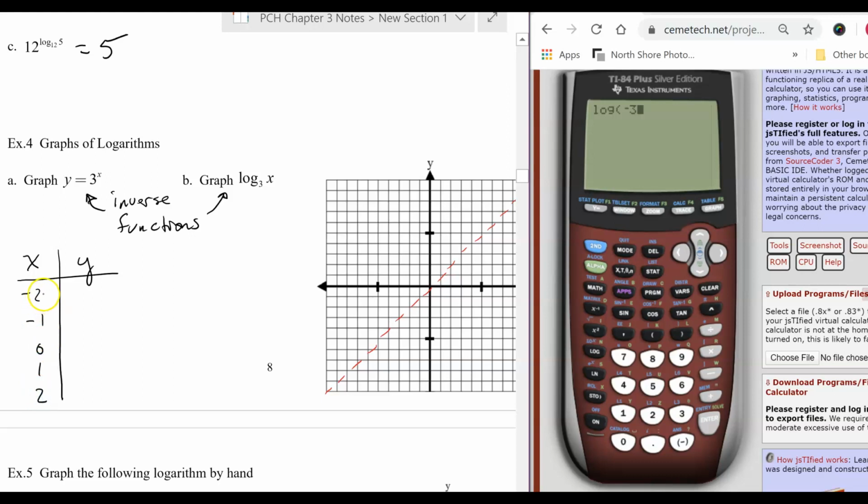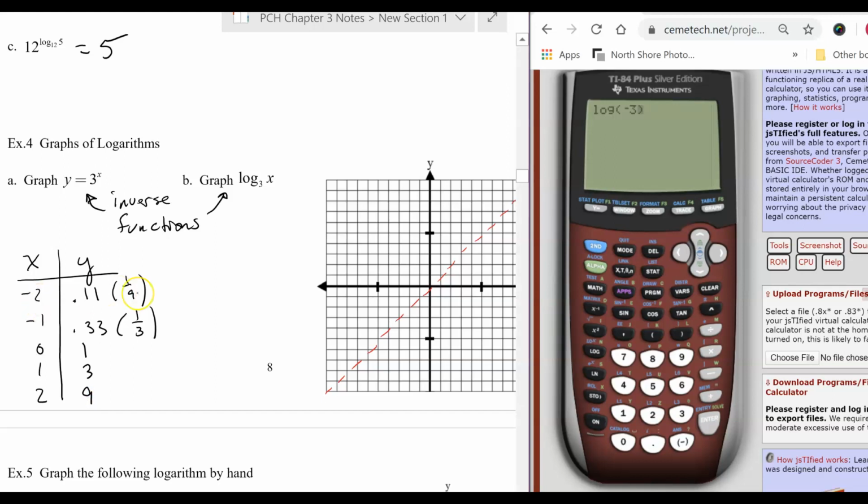So using a calculator to figure this out, I've got 3 to the -2, so that's 1/9. Or if we want to use decimal, it would be 0.11. 1/9 if you prefer. 3 to the -1 is going to be 0.33 or 1/3. 3 to the 0 is 1. 3 to the first is 3, and 3 to the second is 9. So let's go ahead and graph these.